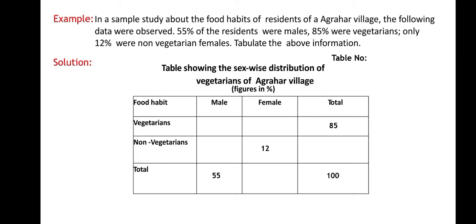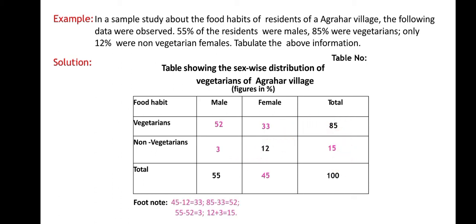So we know that these figures are in percentages, hence the total percentage is 100. Okay, next we get 100 minus 55, that is 45, and 100 minus 85 we get 15. Next is 15 minus 12 we get 3, and 45 minus 12 we get 33, and 85 minus 33 we get 52. Okay, so the figures which are given in pink are the tabulated figures, and the figures which are in black are the given figures.